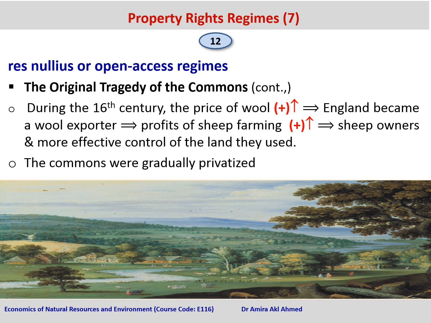The 16th century witnessed a rise in the price of wool, and England became a wool exporter to the world. Accordingly, sheep farming became profitable, and sheep owners wanted to gain more effective control of the land they used. Thus, the commons were gradually privatized and enclosed. Overgrazing ended and land use became more efficient.